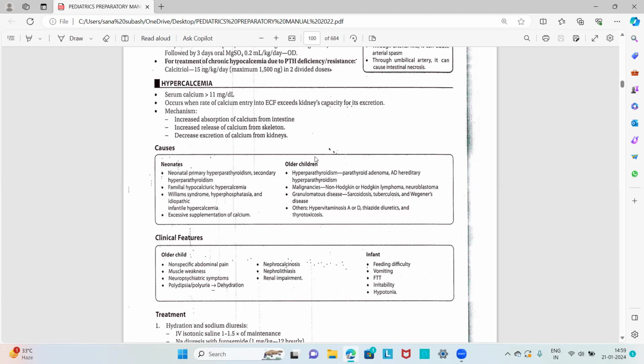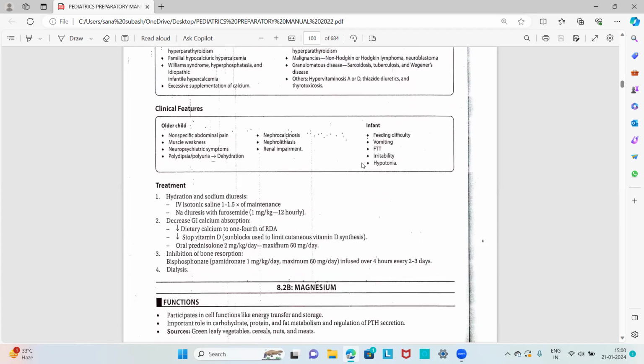In older children, hyperparathyroidism, that is parathyroid adenoma, and autosomal dominant hereditary hyperparathyroidism cause hypercalcemia, and so do malignancies like non-Hodgkin's or Hodgkin's lymphoma or neuroblastoma. Granulomatous diseases like sarcoidosis, tuberculosis, and Wegener's disease also result in hypercalcemia, and others like hypervitaminosis A or D, thiazide diuretics, and thyrotoxicosis.